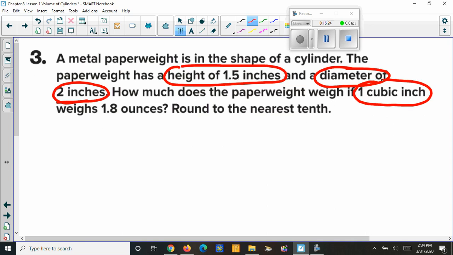I'm going to need that. That's actually going to be an extra piece that we're going to add to this problem. So not only are we going to find the volume, but then we're going to take that volume and use it to solve one step further.